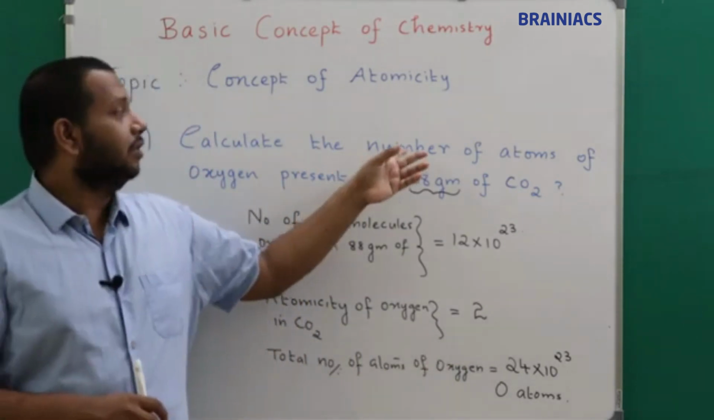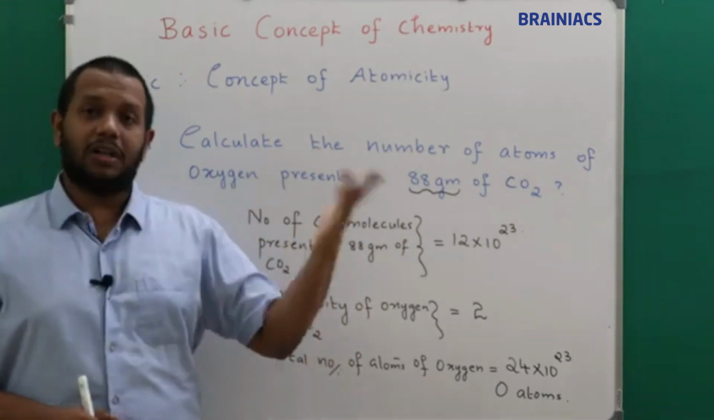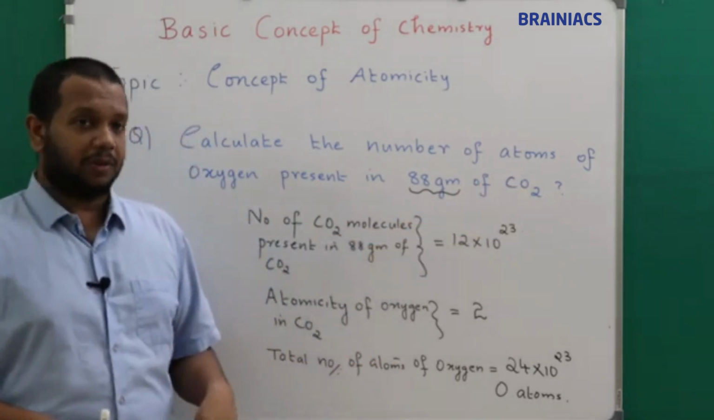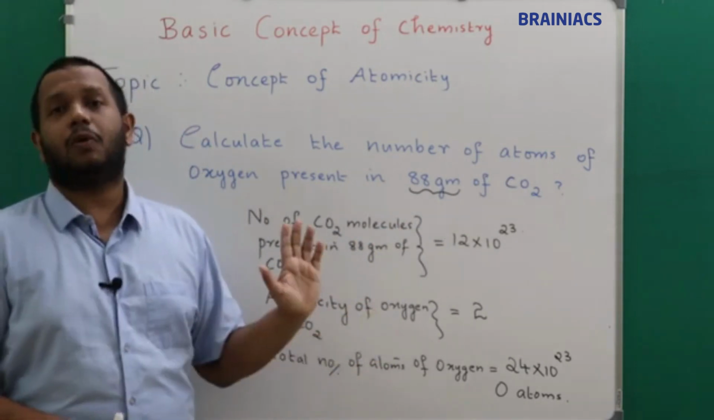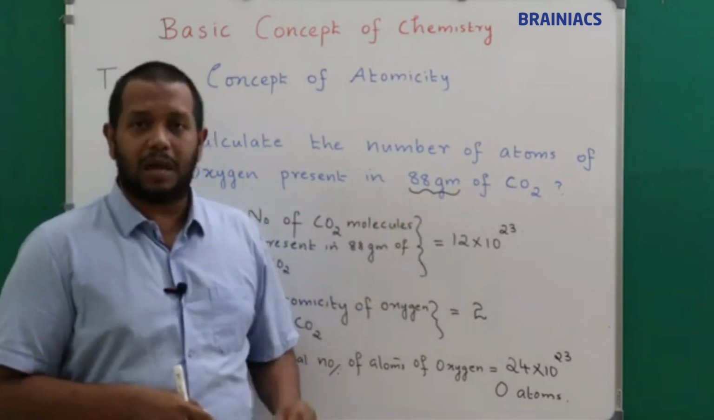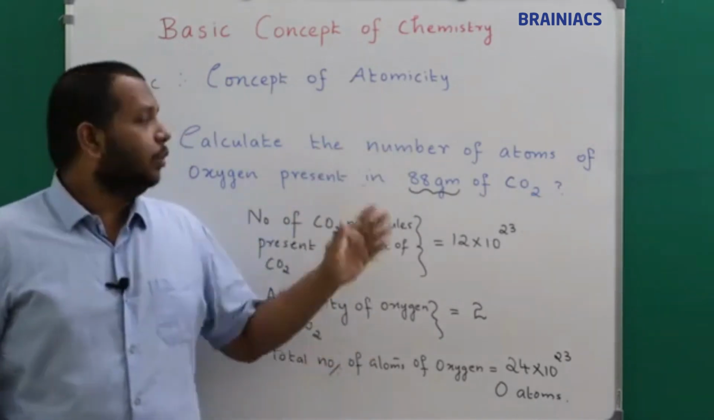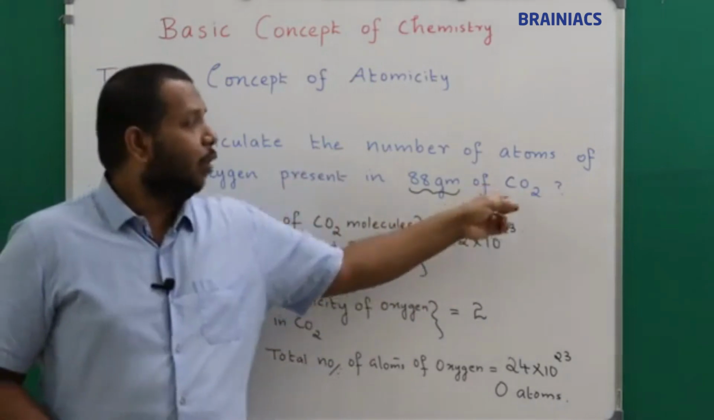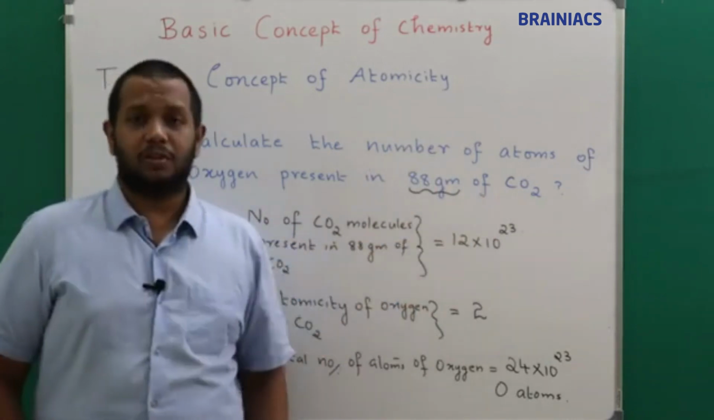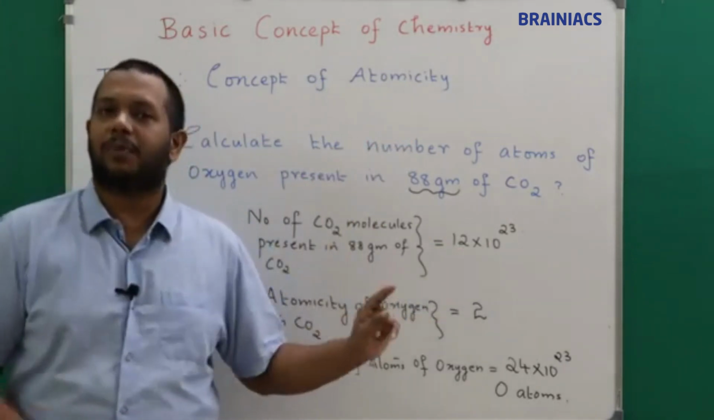And sometimes, instead of a particular atom, they will say calculate the total number of atoms present in it. Total number of atoms means they are asking you to calculate both carbon and oxygen. Then you need to calculate the atomicity of all the atoms present. Here carbon atomicity is 1, oxygen atomicity is 2, then you add the total atomicity, that is 2 plus 1, 3. That is the total number of atoms present in one molecule.